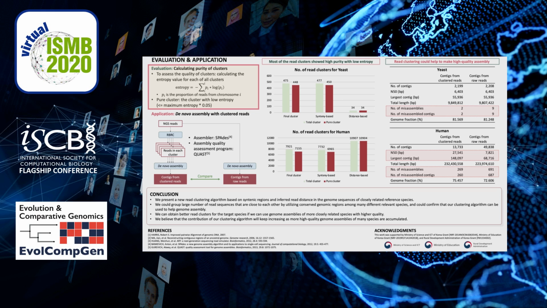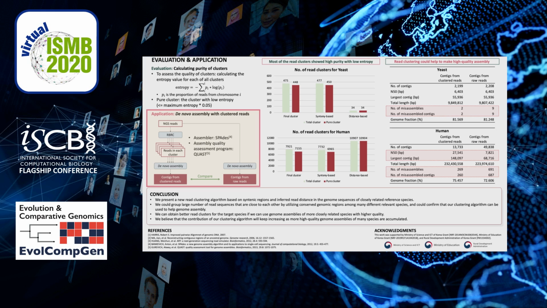In this evaluation, we assessed the purity of clusters, calculating the entropy for each of the generated read clusters. For the yeast dataset, most of the generated clusters show very low entropy. Specifically, all of the clusters from the distance-based clustering in the yeast dataset were completely pure. For the human dataset, we could obtain more than 90% of clusters with low entropy.